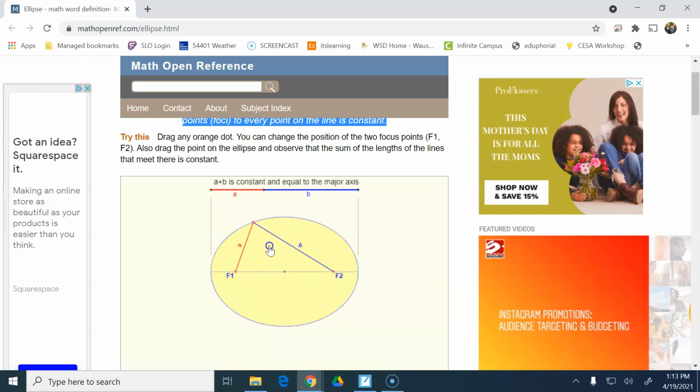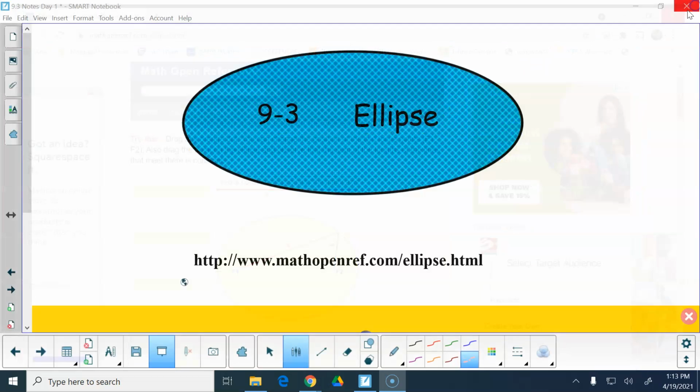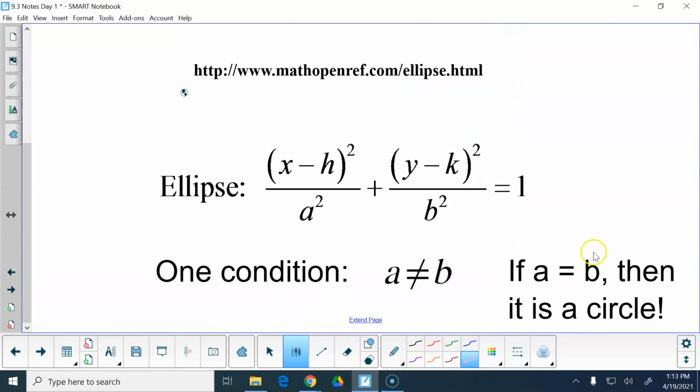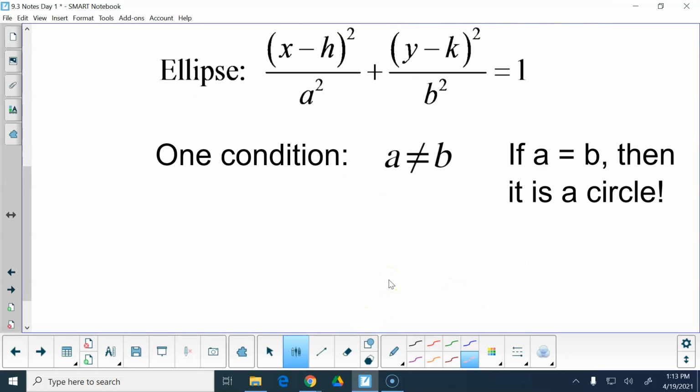But most of the time, one is bigger than the other, and it goes all the way around. That is how we come up with an ellipse. The equation for an ellipse is here.